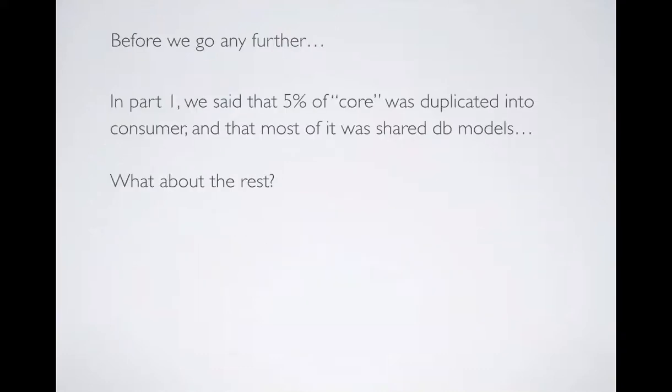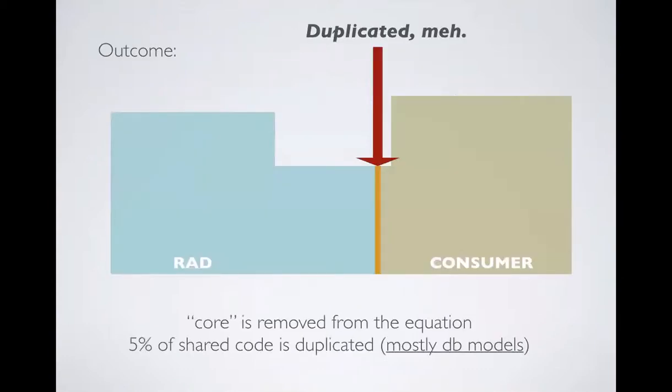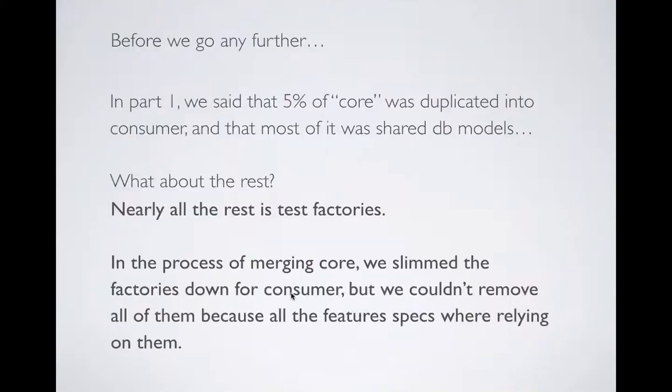But before we go any further, just to recall this for a second, we said that 5% of code was duplicated into consumer, and that most of it was shared database models. What about the rest? What was the remaining 5%? Because if you remember this, there was this narrow 5% shared, but somehow consumer is also using a little bit of core, which is literally just for consumer. It was not for RAD. Well, nearly all the rest is test factories.